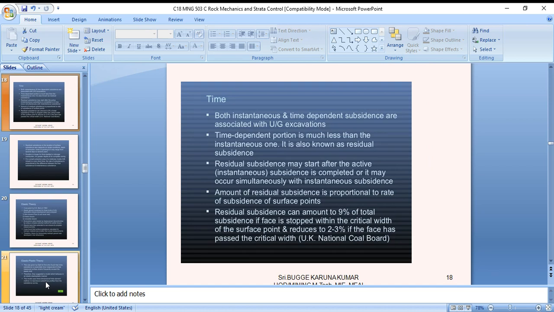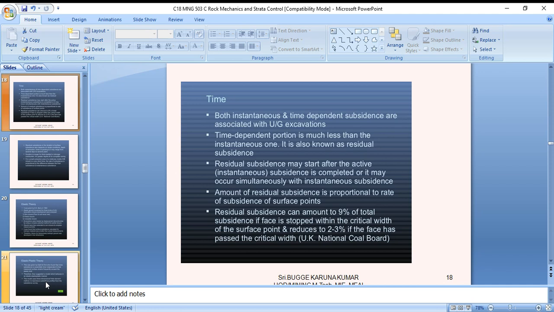So time is another factor, for which both instantaneous and time dependent subsidences are associated with underground excavation. The time dependent portion is much less than the instantaneous one. It is also known as residual subsidence. Residual subsidence may start after the active subsidence is completed, or it may occur simultaneously with the instantaneous subsidence.